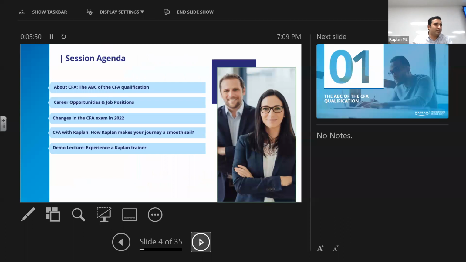Now, what is the agenda for the session? Straightforward. One, we are going to be talking about CFA. What is this entire qualification about? What are the topics involved? What is the weightage? How is the structure? And there are a lot of things that have changed, especially after it became a computer-based test. And post-COVID, again, there are some things that have changed. So we'll be discussing that.